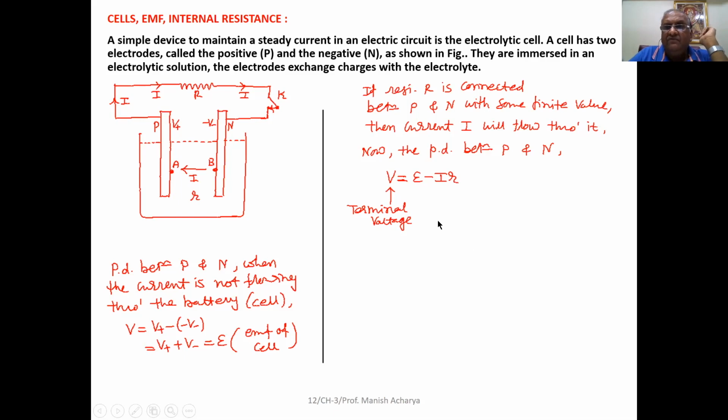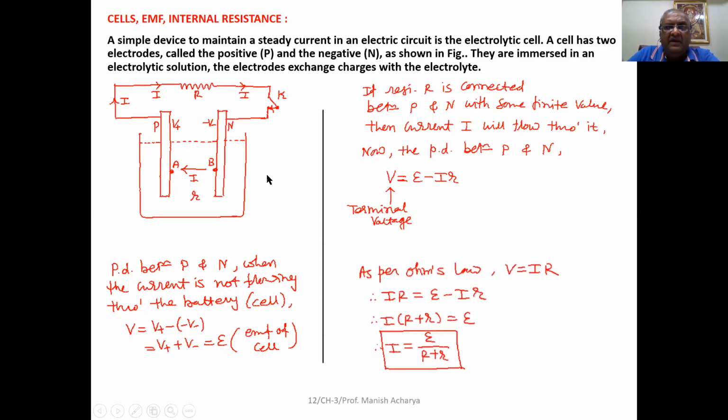And for that, we can write the equation V equal to E minus Ir, where V is known as the terminal voltage of the cell. Clear to all of you?